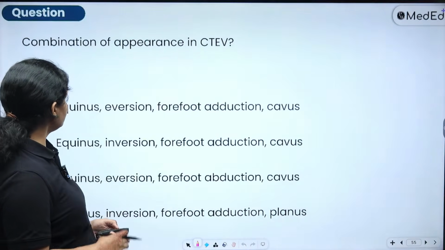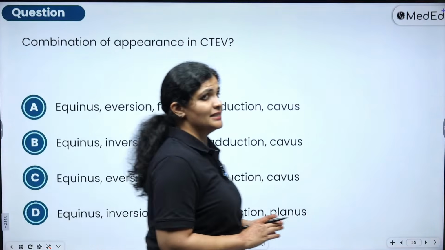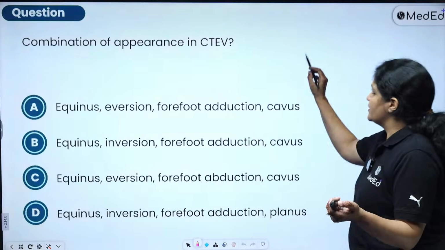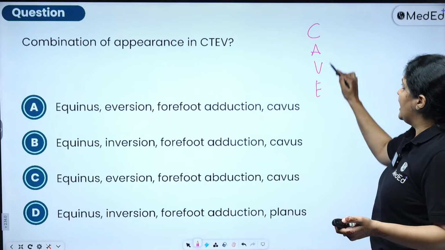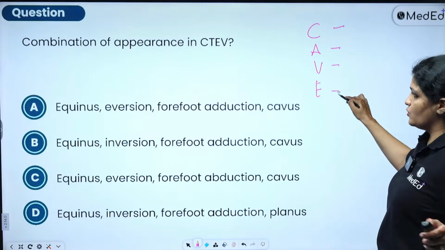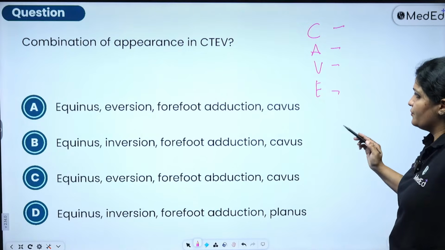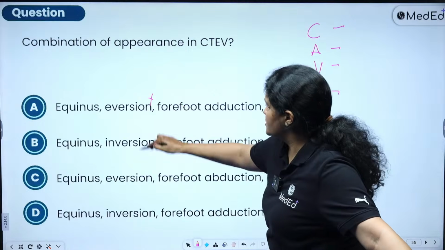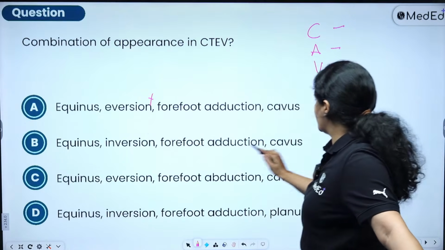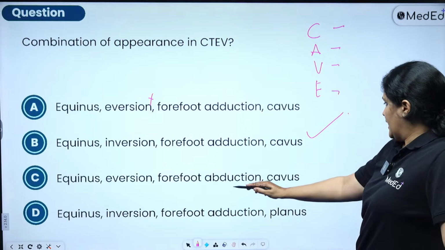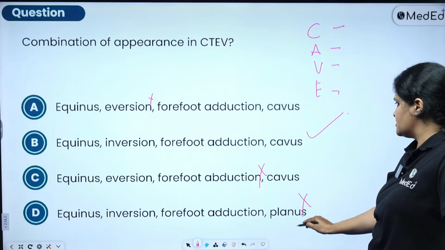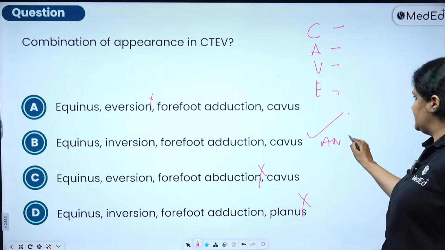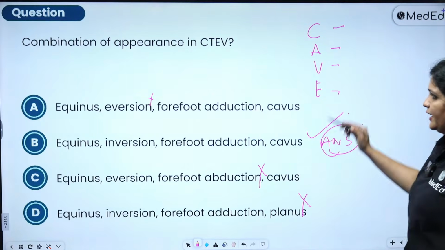Next, the combination of appearance in the CTEV. We have already dealt with what CTEV is. We know there is a series of deformities, CAVE: equinus, eversion, forefoot adduction. So there is no eversion, this is wrong. There is equinus, inversion, adduction, cavus. So this is the right answer. And there is no abduction, wrong. And with the equinus inversion, there is no planus. So the answer is B. Straightforward answer: cavus.